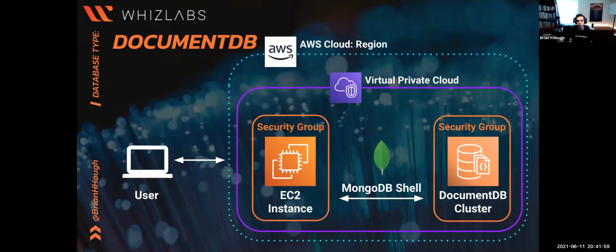So what would this kind of look like? For DocumentDB, the user would be connecting to, getting information sent to, an EC2 instance. You'll have a MongoDB shell set up and it connects the DocumentDB cluster with the EC2 instance. That's all happening within a virtual private cloud and then all happening within an AWS region. So again, this is pretty high level, but this is how you'd be able to leverage MongoDB and MongoDB services right within AWS.